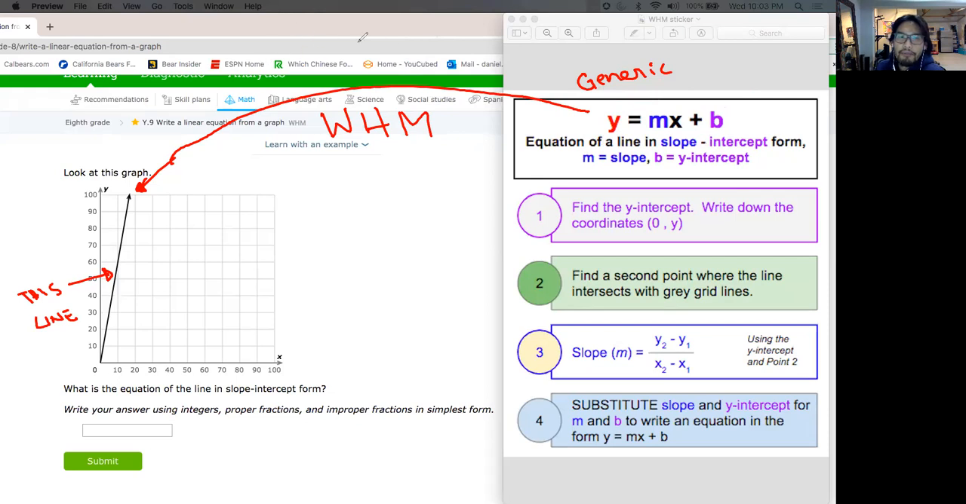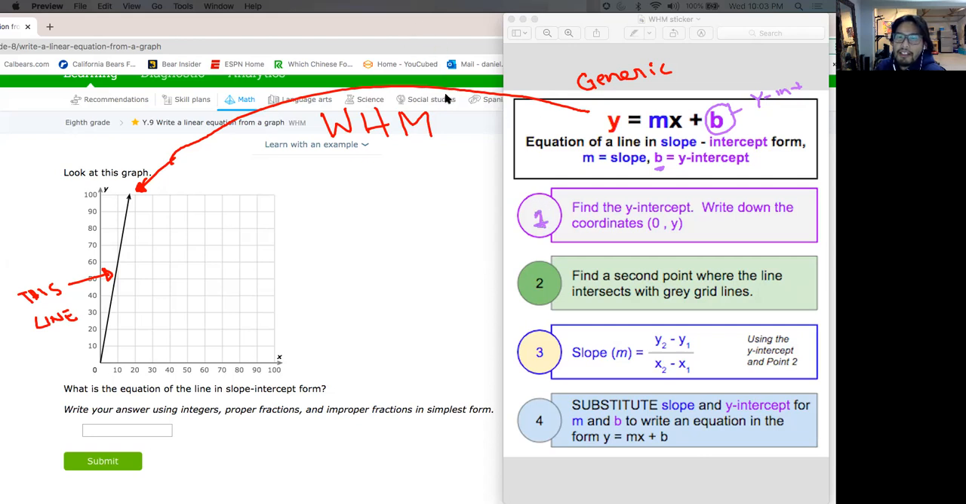So remember, the letter b is the variable we use to represent the y-intercept. Okay, so that's step 1, find the y-intercept. I'm going to write down the coordinates, 0, comma, whatever the y-intercept is. So that's step 1, and I'm going to do that in purple.